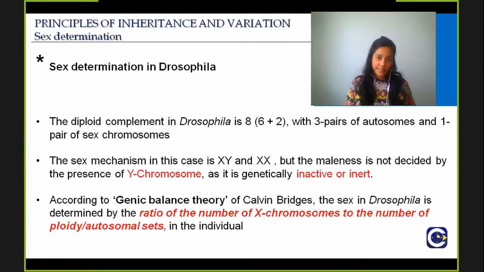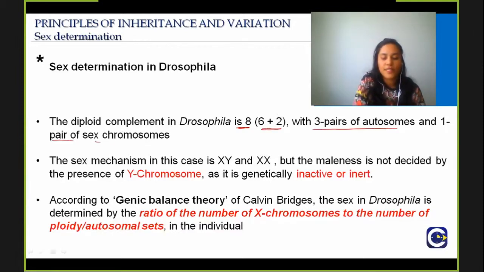Now we see sex determination in Drosophila, and now you have to wake up because this is an important concept where they will ask you questions. Okay. So the diploid complement in Drosophila is 8, 6 plus 2, with 3 pairs of autosomes and 1 pair of sex chromosomes. Let's just compare.